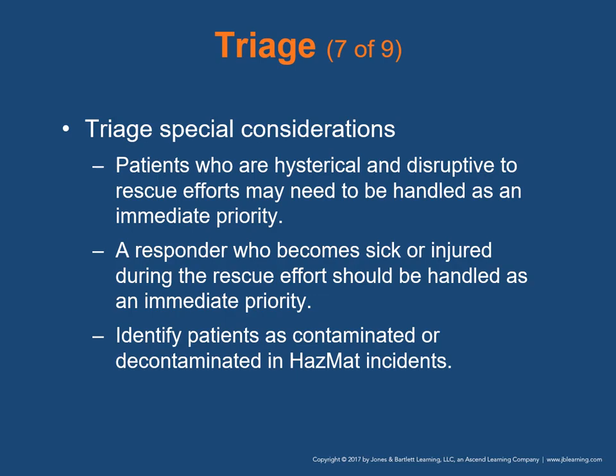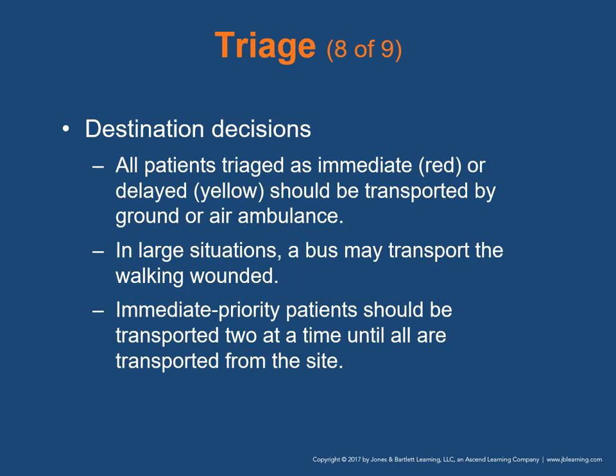Hazardous material or hazmat and weapons of mass destruction incidents force the hazmat team to identify patients as contaminated or decontaminated before the regular triage process. Then there are destination decisions. All patients triaged as immediate red tag or delayed yellow tag should preferably be transported by ground ambulance or air ambulance if available. In extremely large situations, a bus may transport the walking wounded.